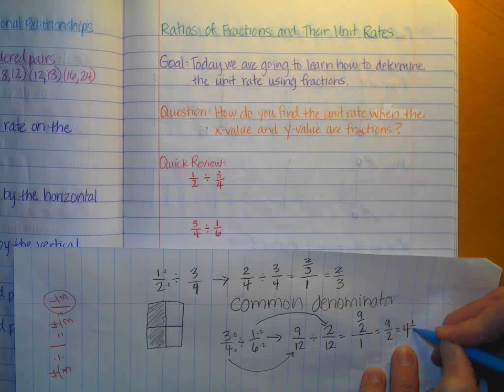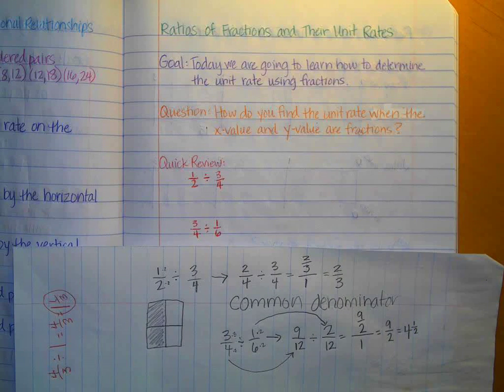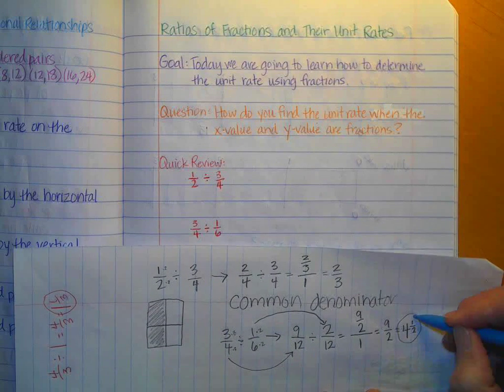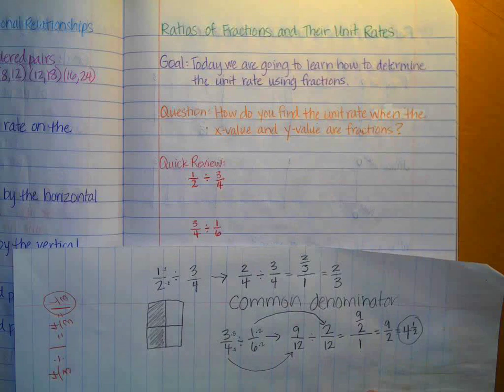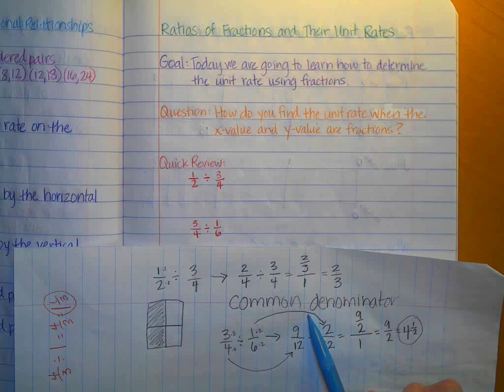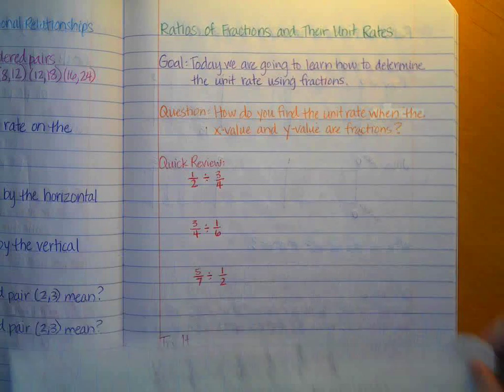4, good, with 1 left over. So if there's 1 left over, what is our answer? 4.5, good. So the answer for that one is 4.5. Okay? How are we feeling? Like you can do it? So again, what was the key to understanding this? A common denominator. We have one more. Let's see if we can do it.